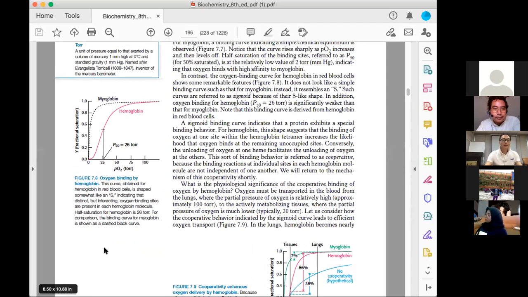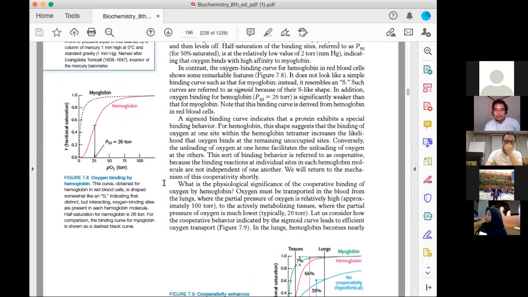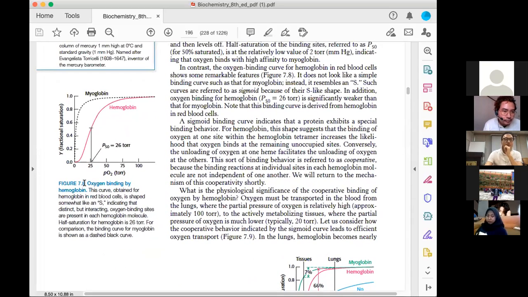Okay, sorry, I forgot. If you look at the graph right here, this is figure 7.8. This is the oxygen binding by hemoglobin. On the x-axis, this is the oxygen concentration. And the y-axis is what we call fractional saturation, representing how much oxygen is bound to the hemoglobin molecule.